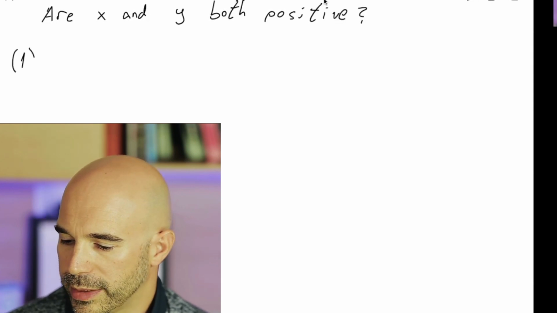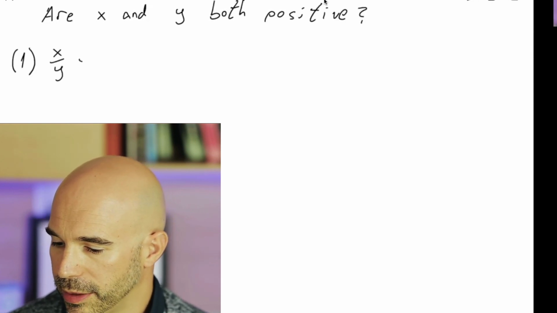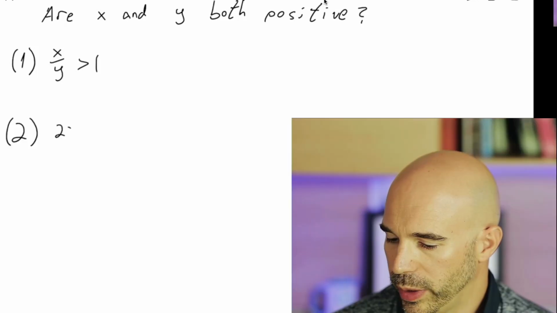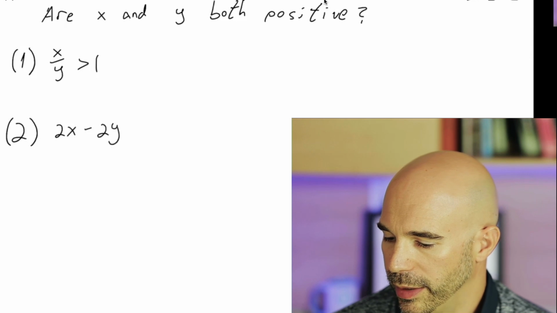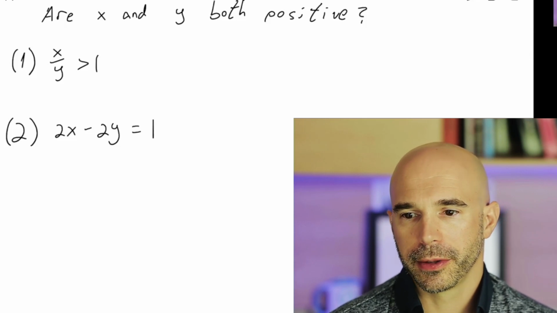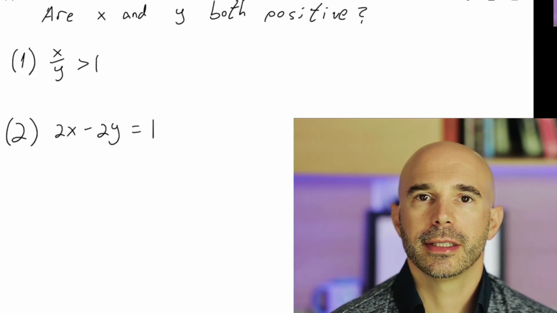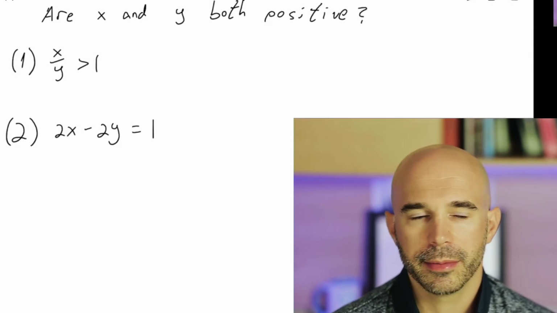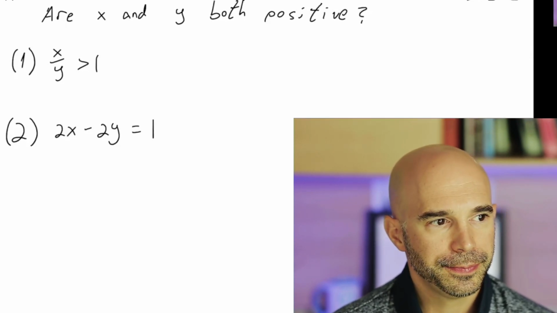And then statement 1 said x over y is greater than 1. And statement 2 said 2x minus 2y equals 1. So the question itself is very simple. It's just asking, are x and y both to the right of 0 on the number line? And it doesn't care what their relative order is, like which is bigger, x or y. It doesn't care about that. Just, are they both to the right of 0?